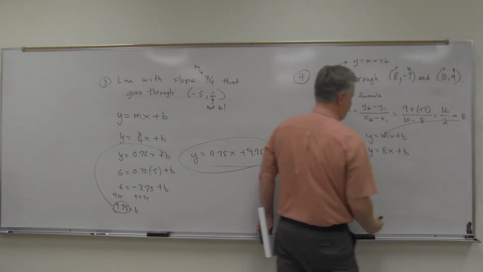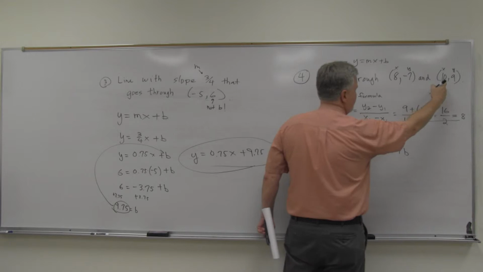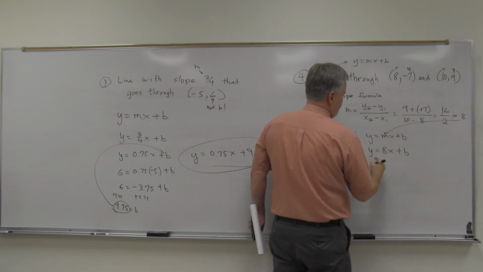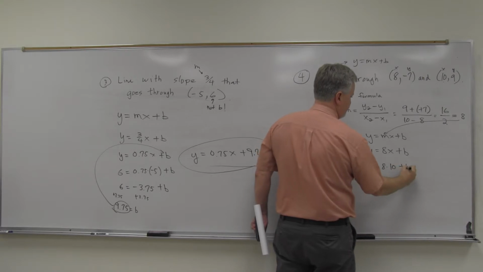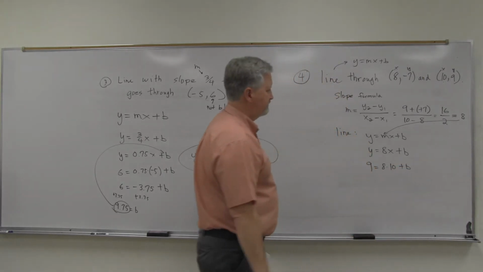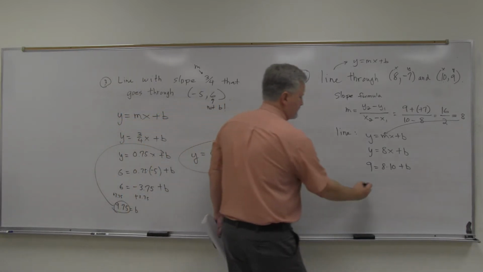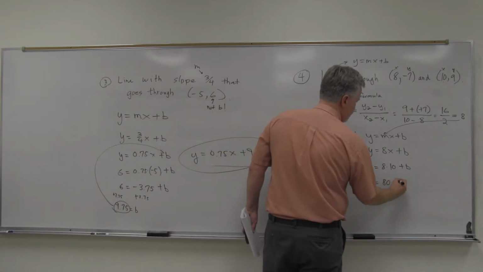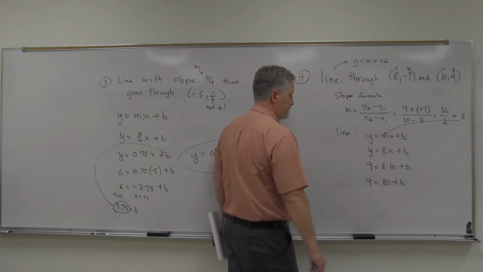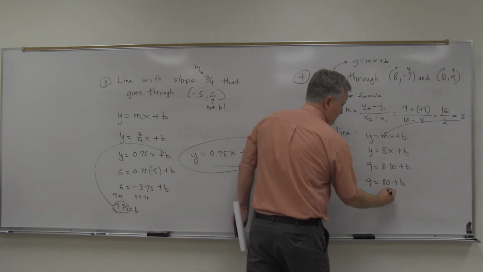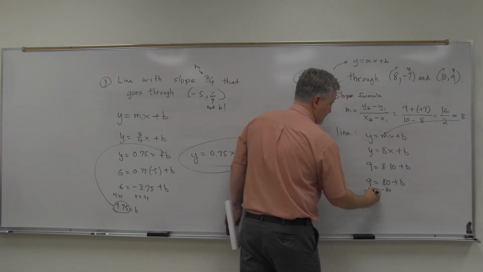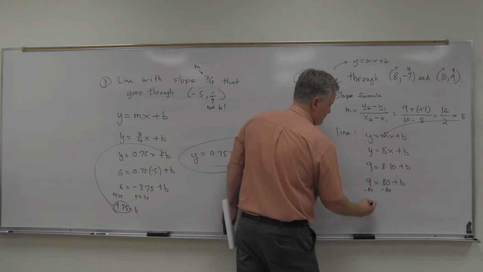x is 10, y is 9. So plug in the x to be 10 and the y to be 9. That'll be 8 times 10 over here. 9 equals 8 times 10 plus b. Right? So that's 9 equals 80 plus b. You multiply those two. So to get b, I need to subtract the 80. All I have to do is subtract the 80. 9 minus 80 is negative 71.